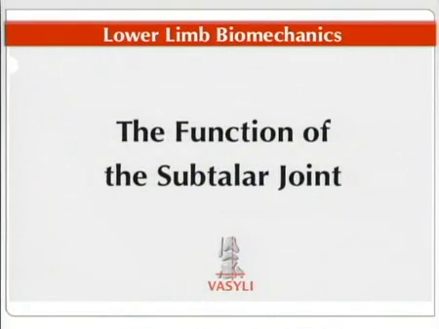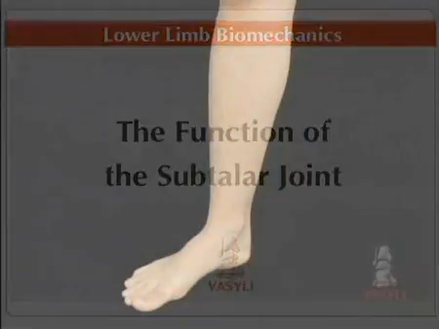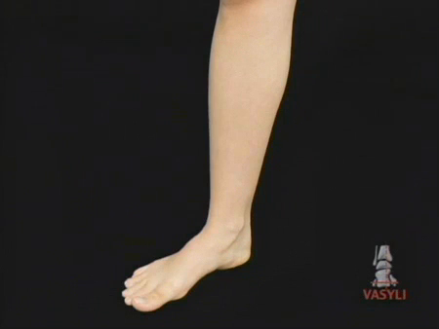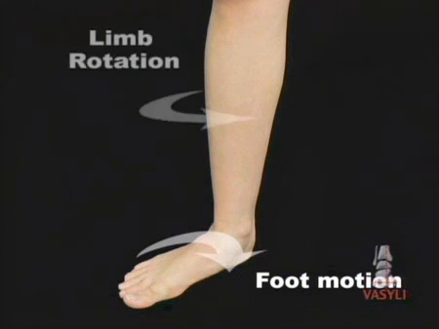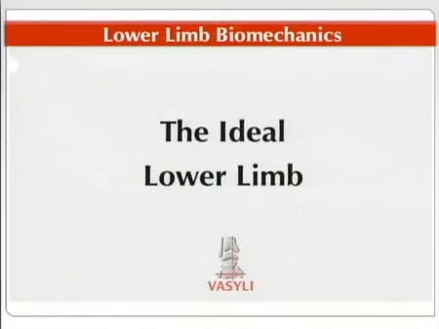The function of the subtalar joint. The importance of the subtalar joint arises from its unique orientation, which allows it to convert foot rotation into leg rotation and leg rotation into foot rotation. An example is the differential in a car. It rotates on one plane, but converts motion into another plane sitting at a 90-degree angle. The subtalar joint can be thought of as a torque converter that converts limb rotations into foot motion and vice versa.